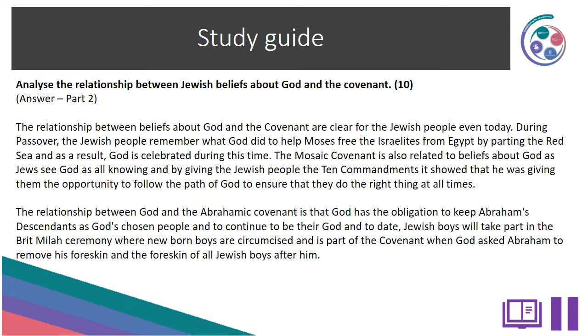The relationship between God and the Abrahamic covenant is that God has the obligation to keep Abraham's descendants as God's chosen people and to continue to be their God. And to date, Jewish boys take part in the Brit Milah ceremony, where newborn boys are circumcised and is part of the covenant when God asked Abraham to remove his foreskin and the foreskin of all Jewish boys after him. Okay, so again, pause the video here and think about where you would give analysis marks here and where you would give a KU mark as well.